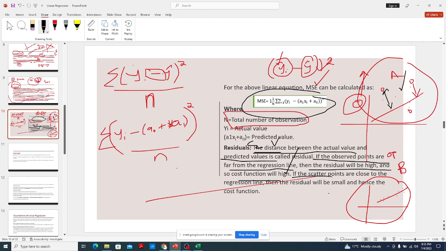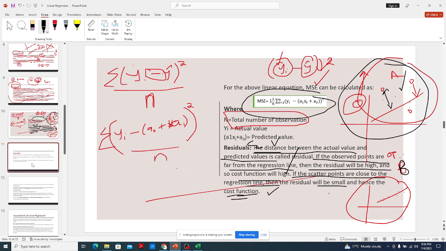But if the scatter points are close to the regression line, as in example B, then the residuals will be small and hence the cost function will be small. So with this we can say that model B is optimal compared to illustration A. Okay? Yes, that's all about the cost function.